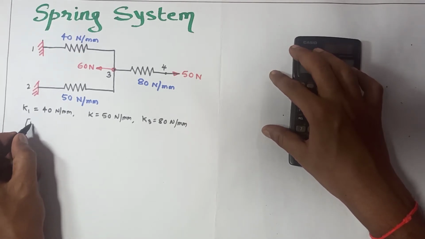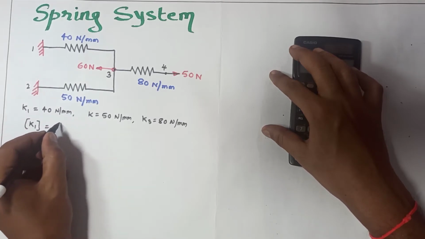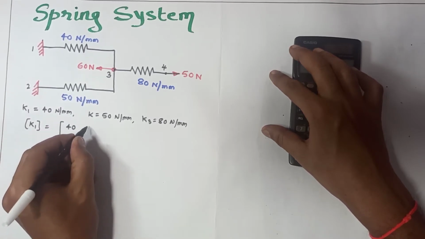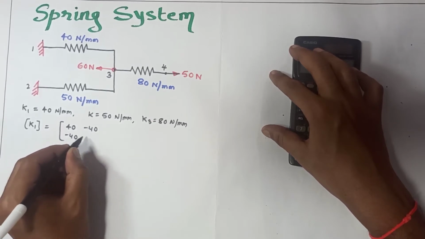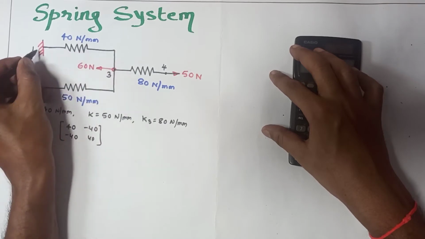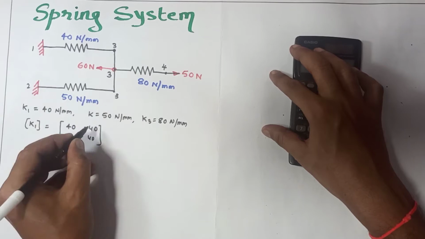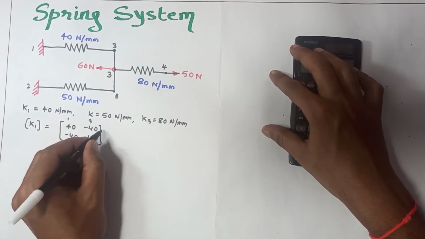Where K1 is equal to 40, minus 40, minus 40, 40. So this is K1. And what are the displacements here for K1? 1, 2, 3, so here it will be 1 and 3, you can write 1, 3.